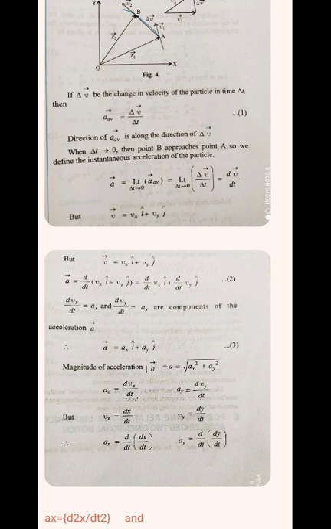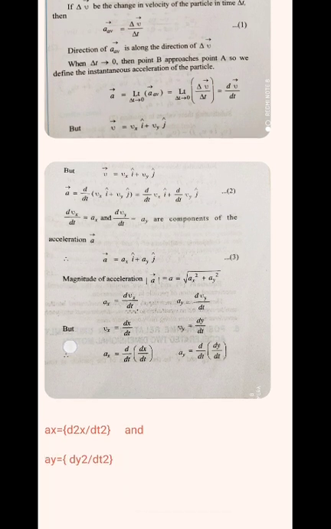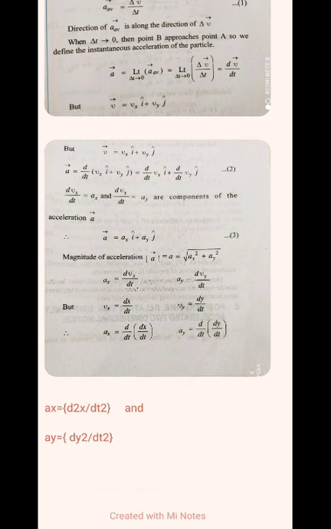Again, we know that ax is equal to dvx by dt and ay is equal to dvy by dt. Since vx is dx by dt and vy, the component of velocity along y, is dy by dt, we can write acceleration as the second derivative of x with respect to time and the second derivative of y with respect to time.